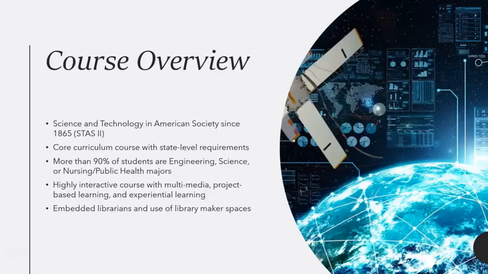We begin with a bit of background needed to understand the development of our rubric. The course in question is a freshman-level history course, Science and Technology in American Society since 1865. It is a core curriculum course with some state-level requirements, and it fulfills 3 of the 6 hours of American history required for all undergraduate degrees.